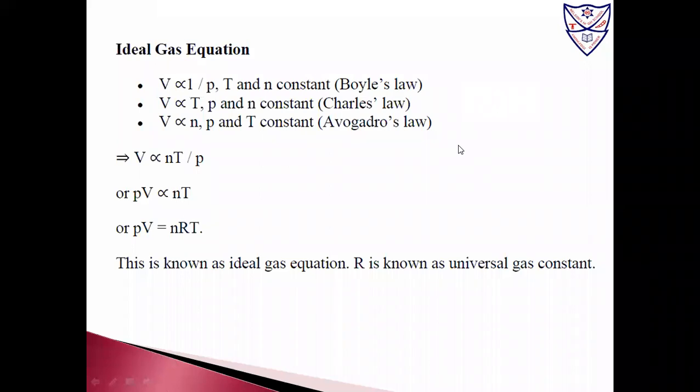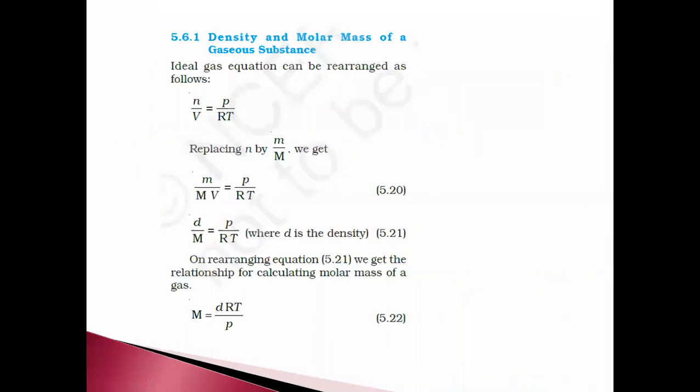This is the main formula for the ideal gas equation. See here how it forms the density and the molar mass of the gas, which is ideal gas. n upon V equals P by RT. This is the ideal gas equation rearranged in this format. So n by V equals P by RT. So n is what? Mass upon molar mass. Substitute the value here: M upon capital M V equals P by RT.